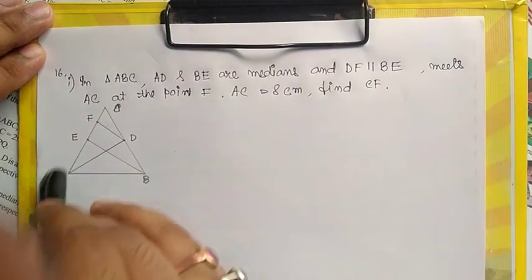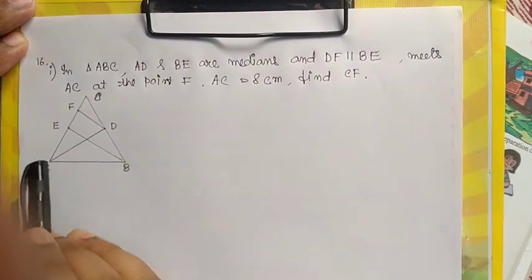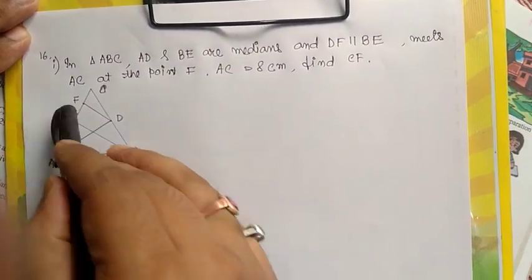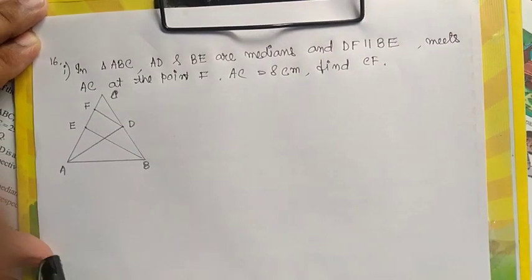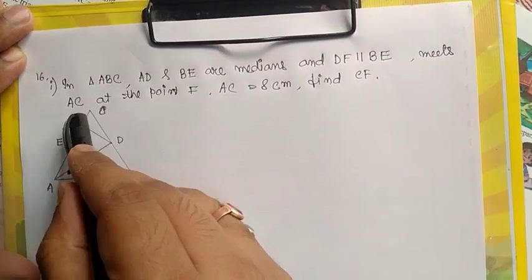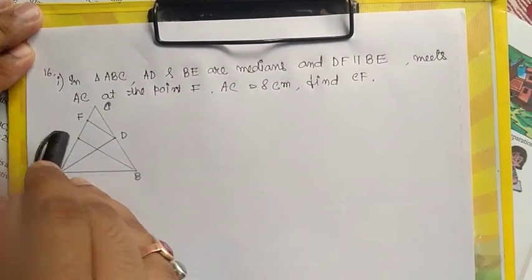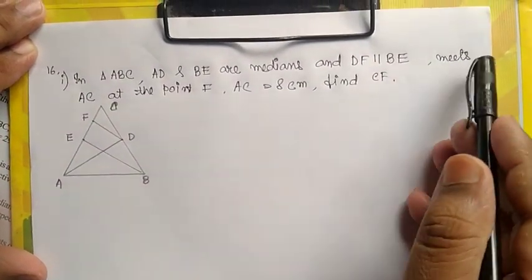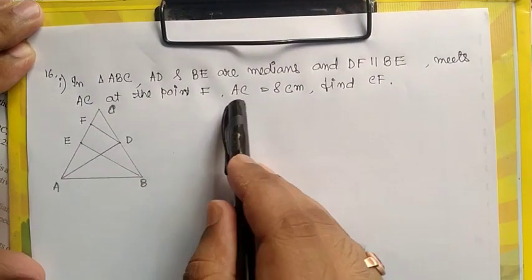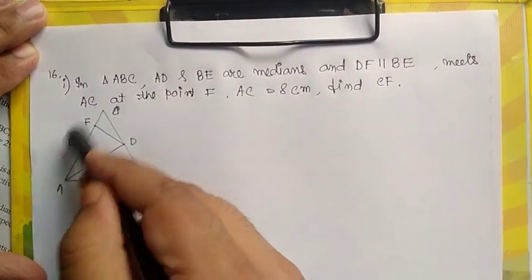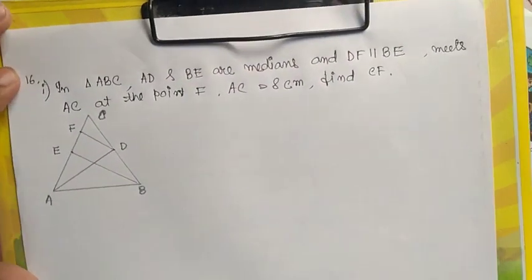In triangle ABC, AD is a median and BE is also a median. Now after that, DF parallel to BE meets AC at point F and AC equal to 8 cm. This is AC, 8 cm. Find CF.